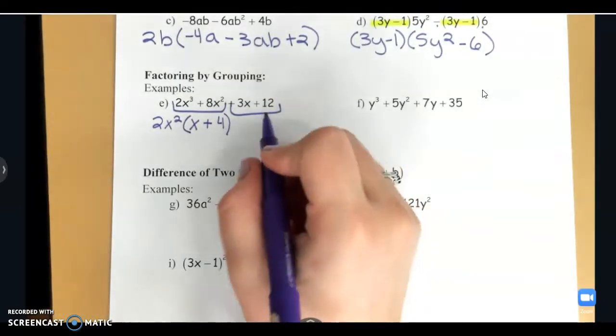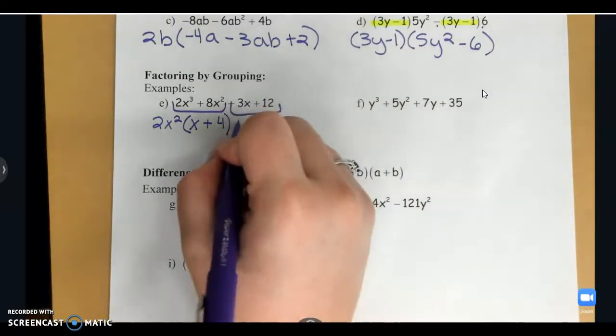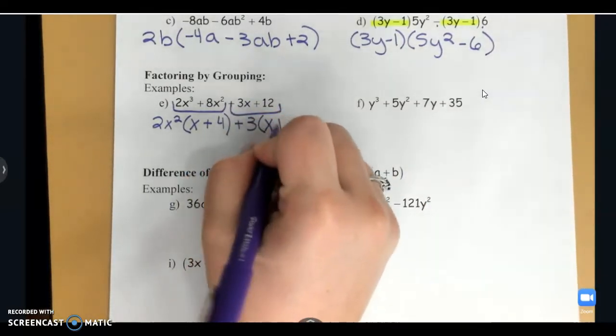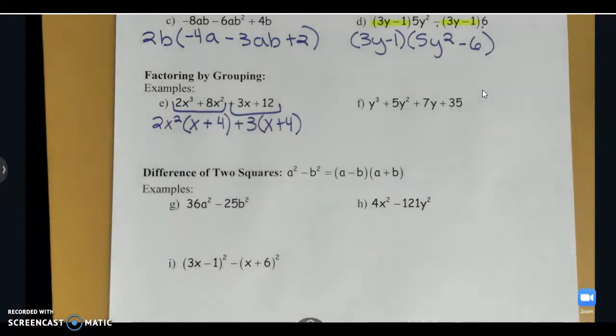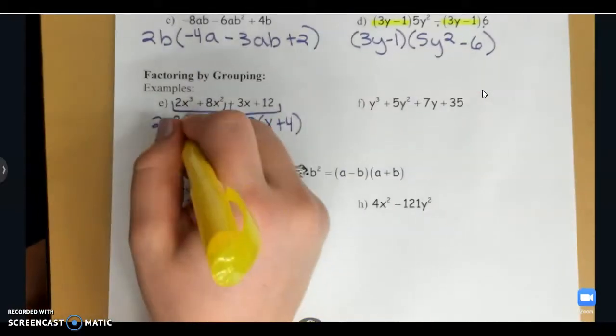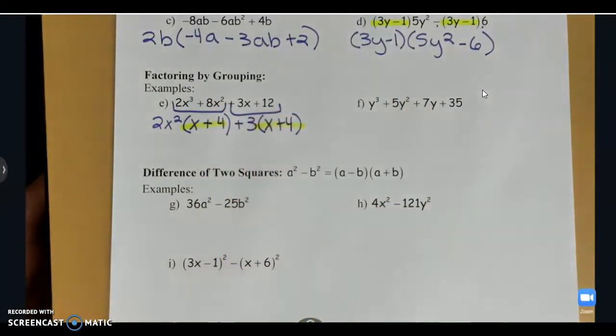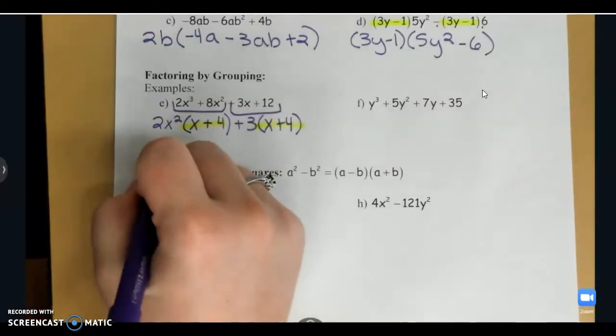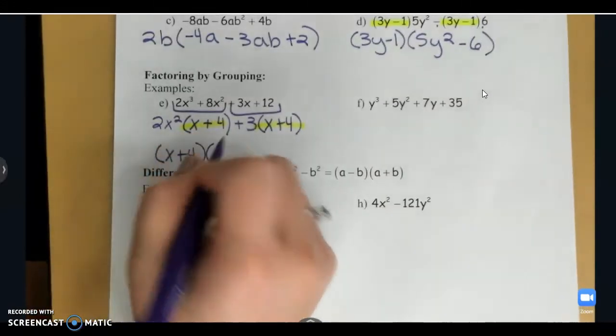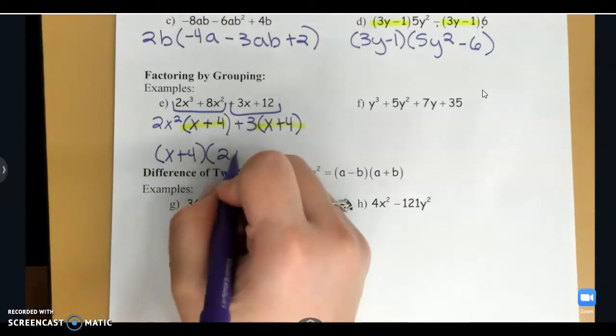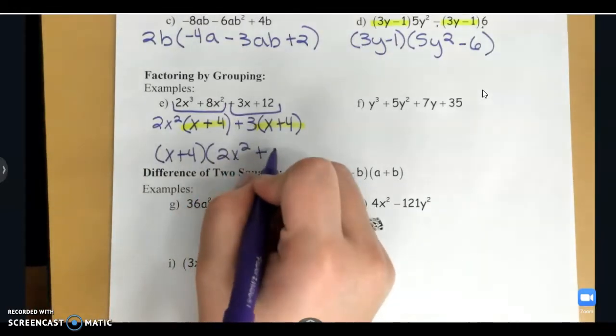Then my second group, I've got 3x plus 12, so I can factor out a 3, and that leaves us with x plus 4. And so similar to example D, I now have a common factor of x plus 4 that I can factor out. And on my first term, I'm left with 2x squared. And on my second term, I'm left with 3.